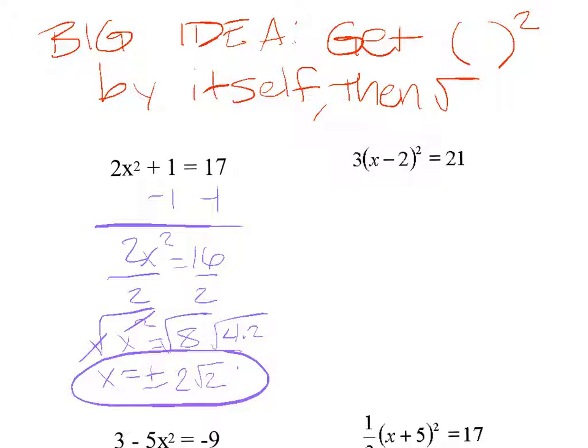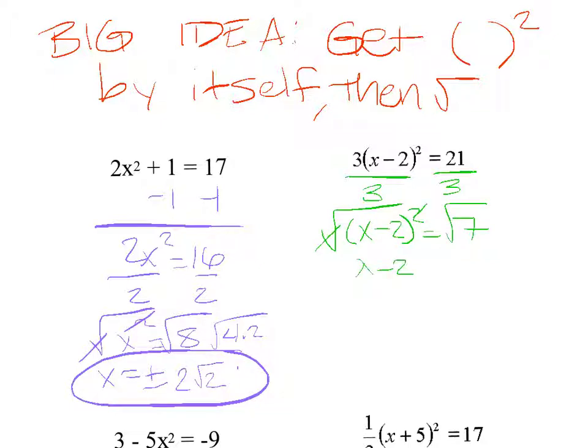Now let's look at the next problem. The next problem, it's not just x to the second power, it's a whole bubble to the second power. So once again, I'm going to get the bubble by itself. I'm going to get the thing being squared by itself. So I get rid of the 3, it's being multiplied, so I'll divide. And I still have x minus 2 squared equals 7. Now I got to get rid of the squared, so I'm going to square root the whole thing. The square root and the squared cancel, so I'm just left with x minus 2 equals. Now remember, we brought in the square root, so it's going to be plus or minus square root of 7.